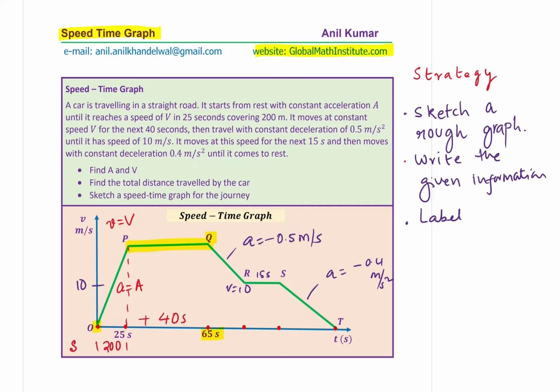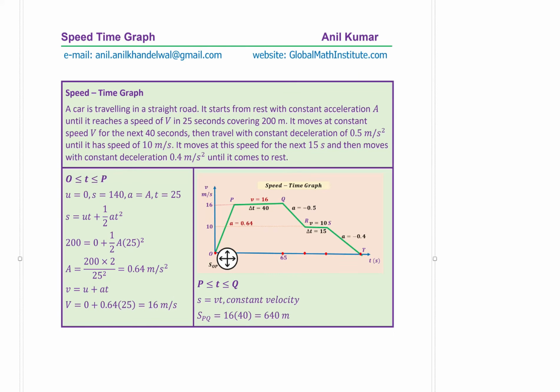Now we'll begin by analyzing each phase. The first is O to P, where we need to find the value of a, the acceleration, and V, the velocity. Let's do that now. Between O and P, what do we notice? We need to find the acceleration. We are given the time and the distance. We are also given the initial velocity: it starts from rest, 0.